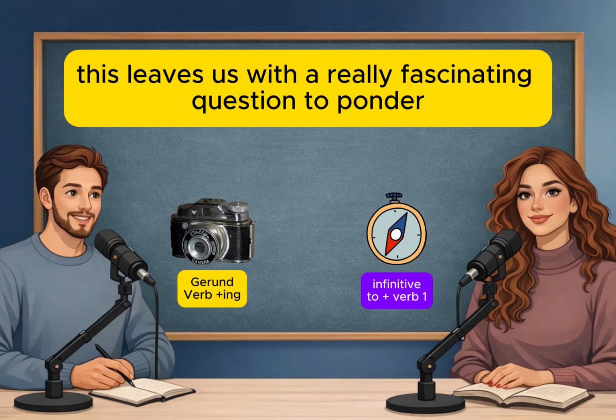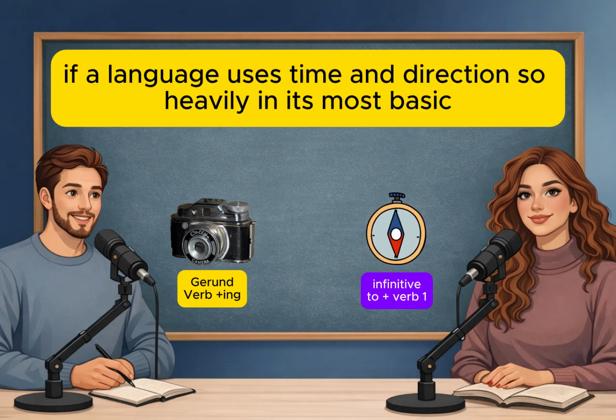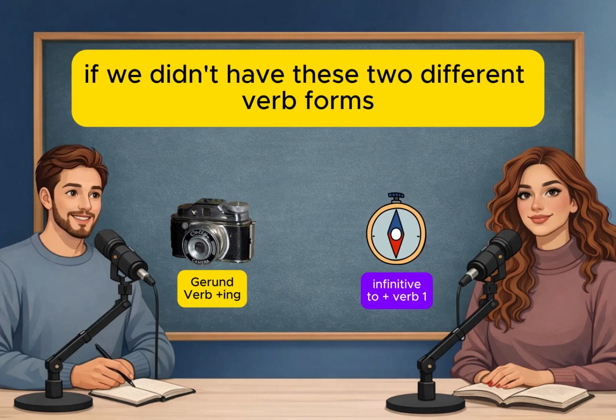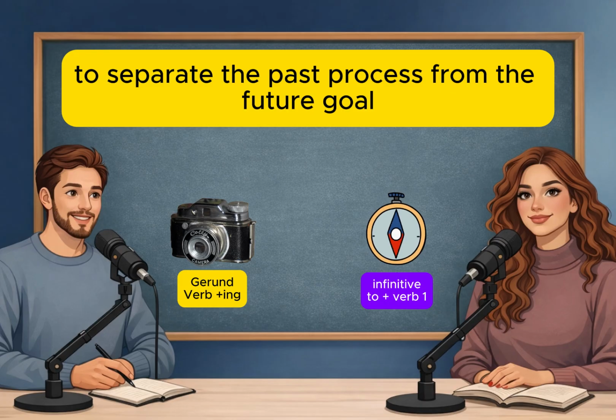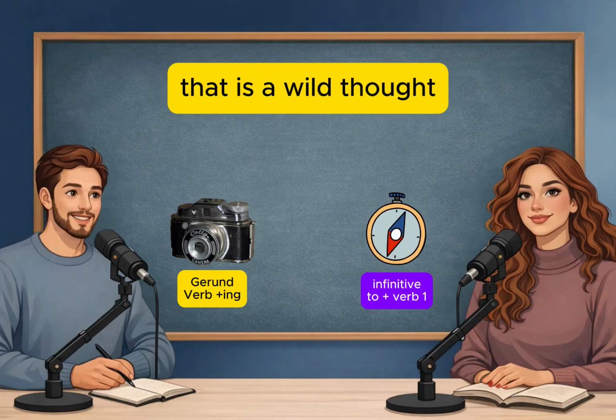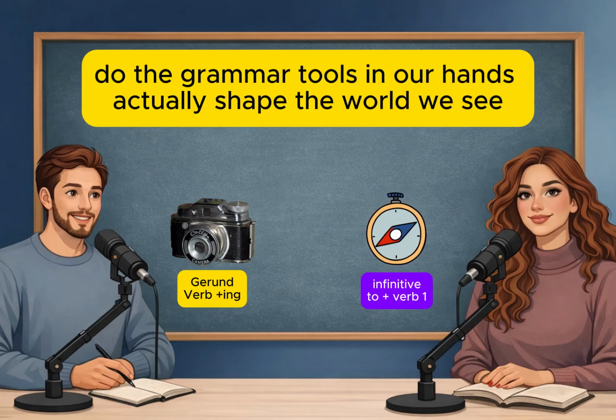Yeah. This leaves us with a really fascinating question to ponder. What's that? If a language uses time and direction so heavily in its most basic, everyday verbs, what does that mean for the way we actually think? Oh, wow. If we didn't have these two different verb forms to separate the past process from the future goal, would our brains actually view time differently? That is a wild thought. Do the grammar tools in our hands actually shape the world we see?